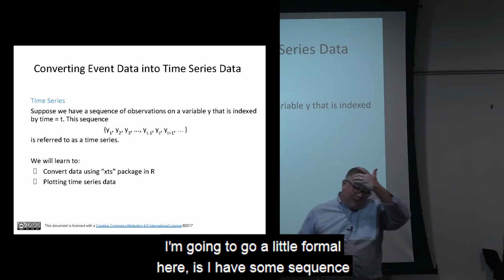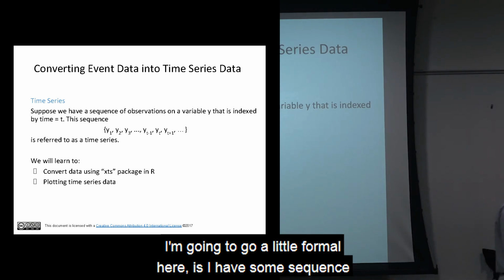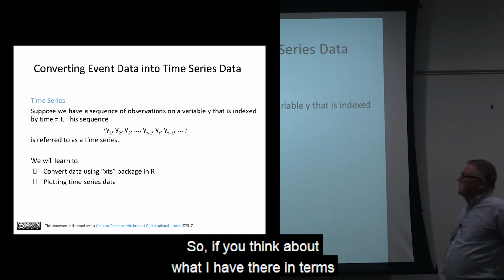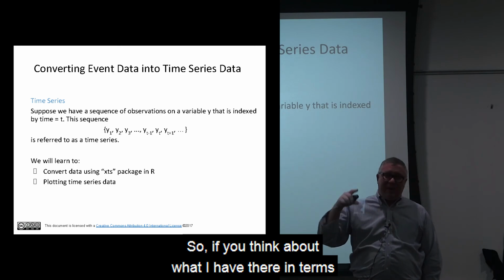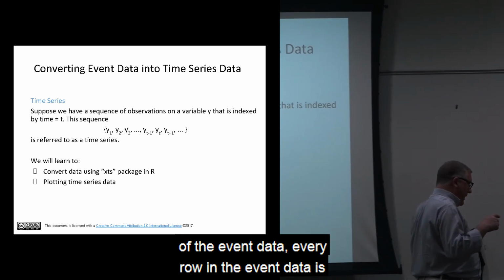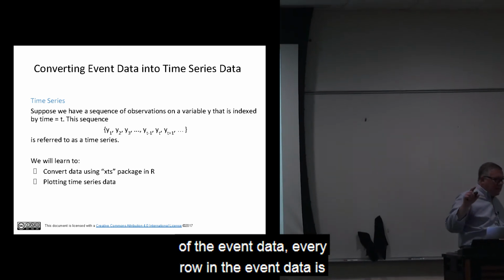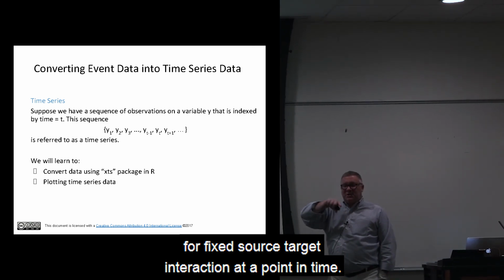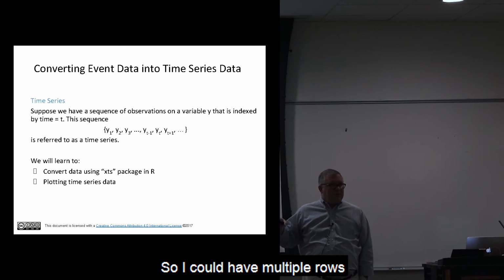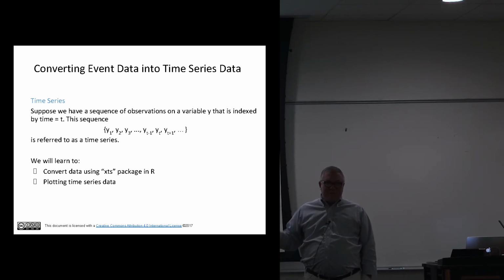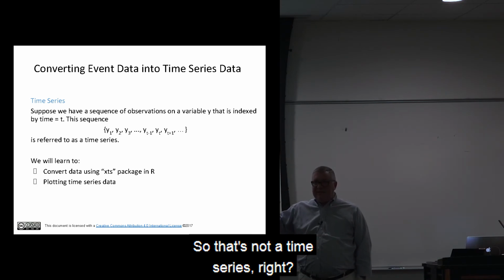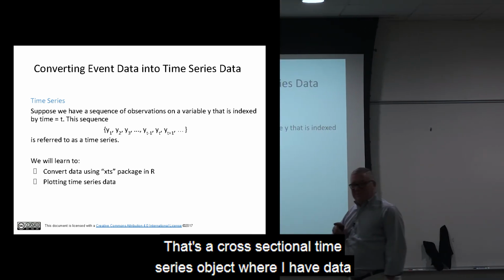So a time series here in this context, I'm going to go a little formal here, is some sequence of a variable that's indexed by time. If you think about the event data, every row is for a fixed source target interaction at a point in time. I could have multiple rows for the same source target interaction for a different event in the same period of time. So that's not a time series, right?